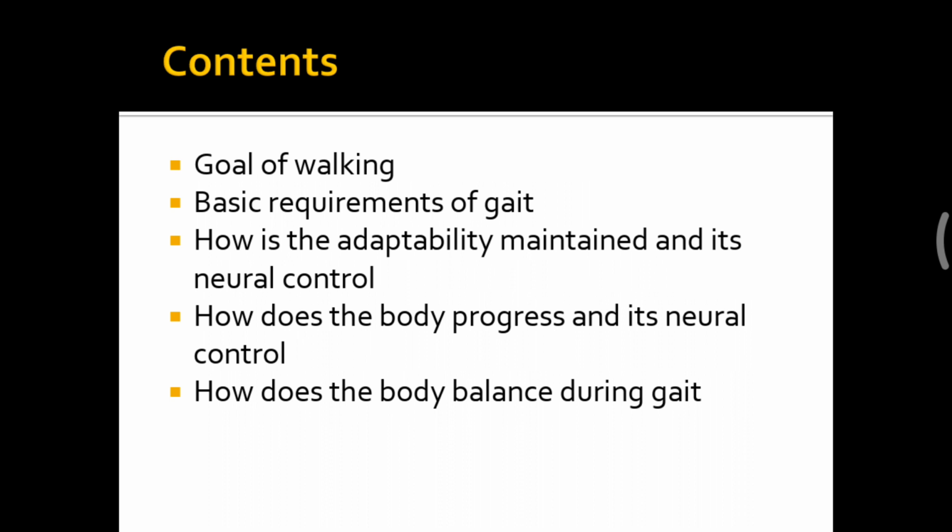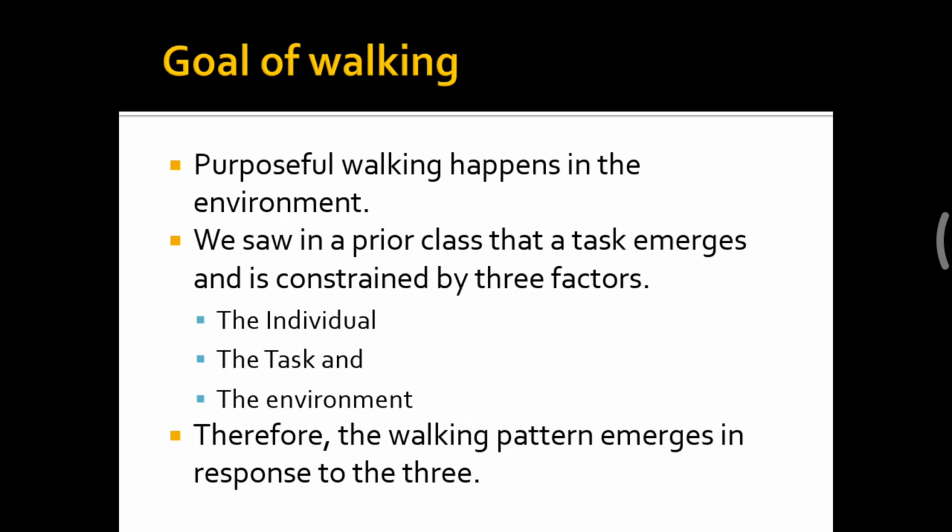So the contents we are going to cover are how we define the purpose of walking, and how it defines the basic requirements of gait. So there are 3 basic requirements. We will be looking at them one after the other in these lectures. So let's look into it. What's the goal of walking?